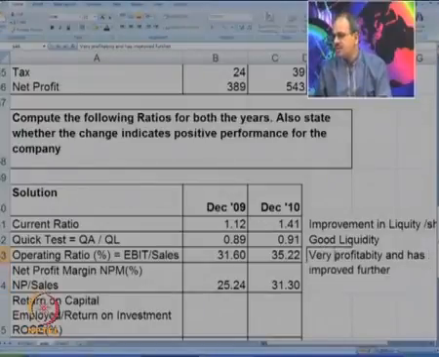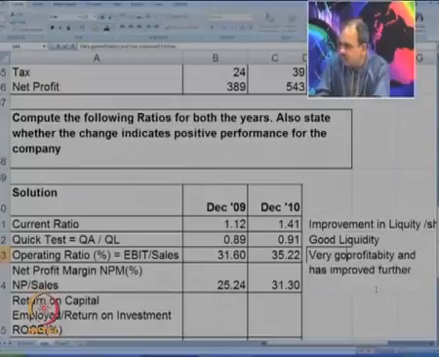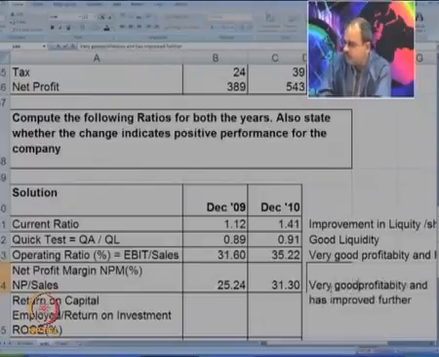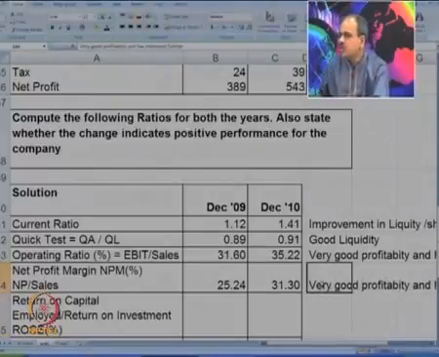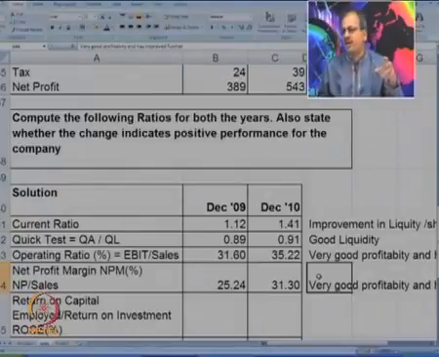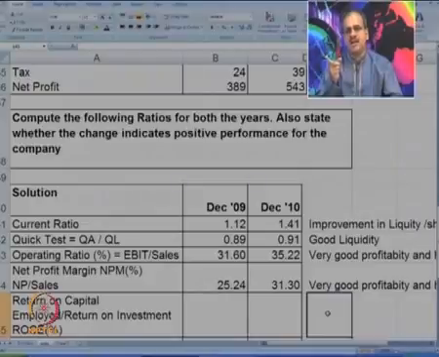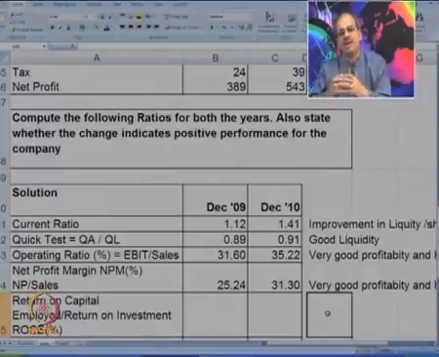I think last time I skipped that word very good. So, I am trying to say a very good profitability position again has improved further. So, both EBIT and NPM are trying to measure profits. However, EBIT looks at it at operating level, NPM or net profit margin gives you the final profitability.